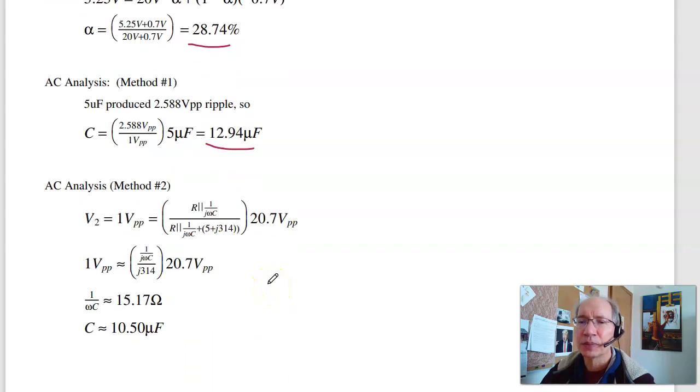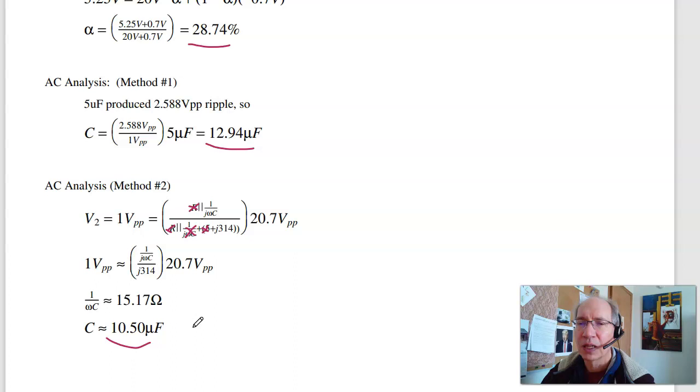Second approach is assume V2 is 1 volt peak to peak. That's going to be the resistor in parallel with the capacitor, assuming the capacitor is smaller than the resistor. Assuming this is much bigger than 1 over j omega C, it's roughly that. So it's roughly 1 over j omega C over j314. Solve, C should be 10 microfarads. Another way of doing it.